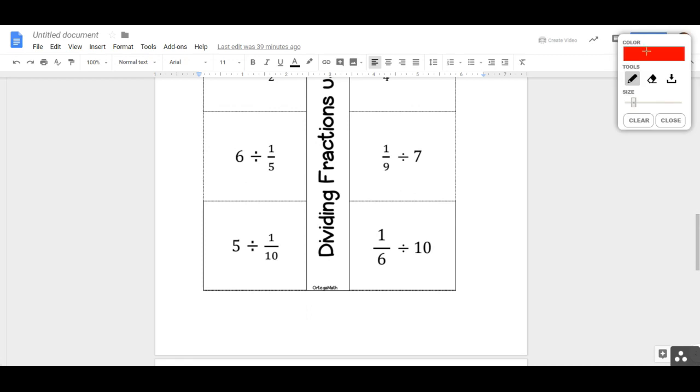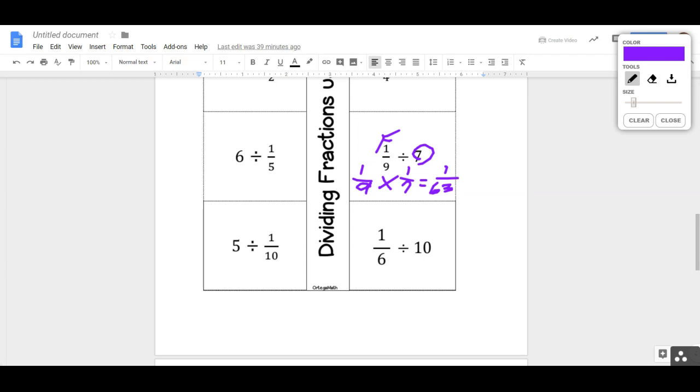Let's do purple. All right, so we are starting with the fraction, which means my answer is going to be a fraction. My fraction is 1/9. That's what I'm keeping. I am switching division to multiplication, and I am flipping this to 1/7. 1 times 1 is 1. 9 times 7 is 63. So 1/9 divided by 7 is 1/63.